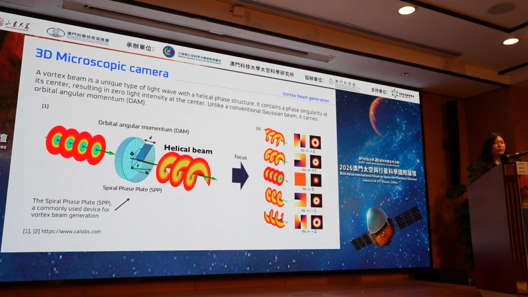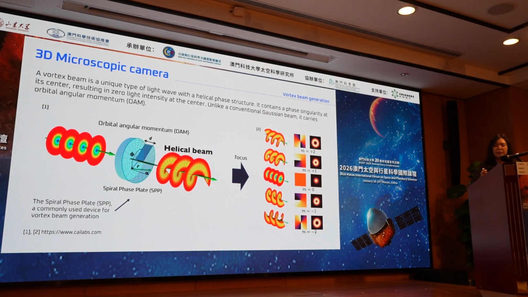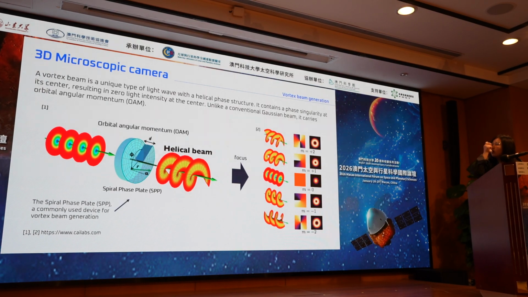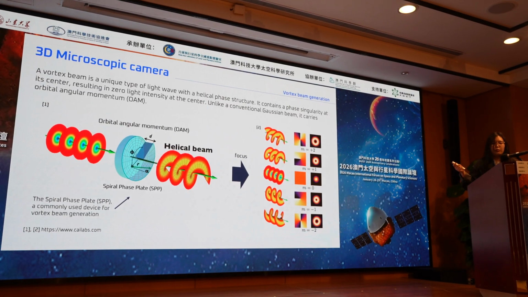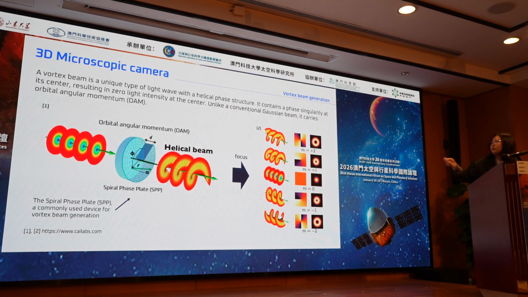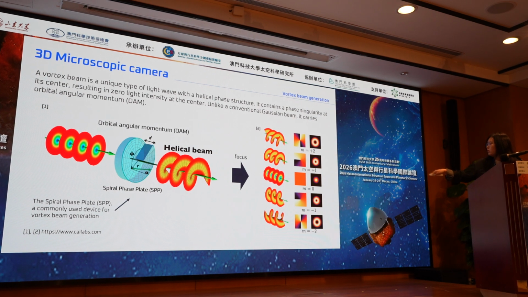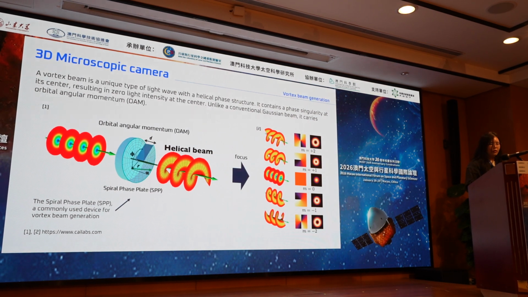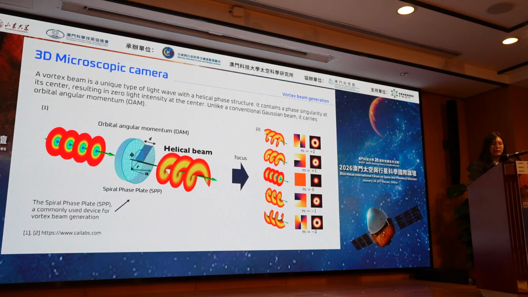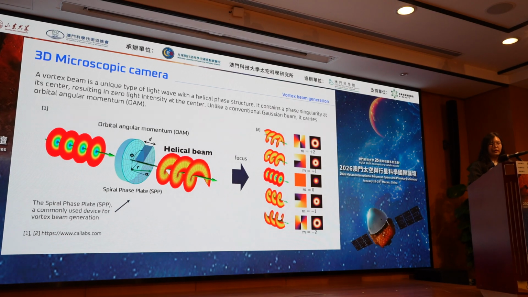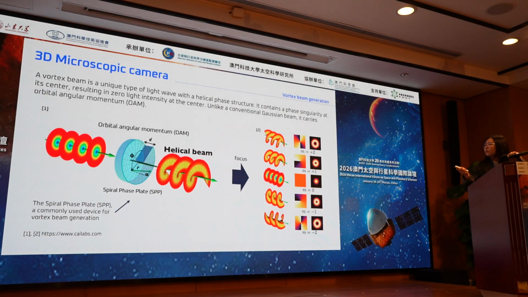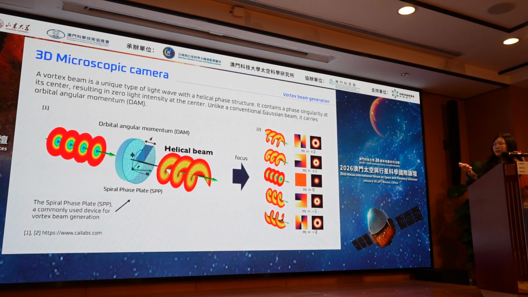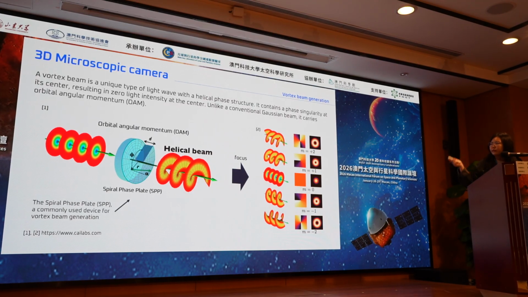The 3D microscopic camera system utilizes the vortex beam. A vortex beam is a unique type of light wave with a helical phase structure. It contains a phase singularity at the center, resulting in zero light intensity at the beam center. The spiral phase plate is the commonly used device for vortex beam generation.